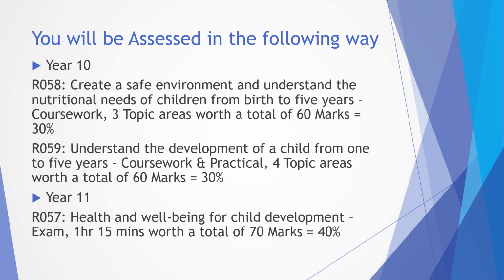So how will you be assessed then? So in year 10, both of the units, so RO 58 and RO 59, are both coursework units. So they are both worth a total of 60 marks and make up 30% each of the course. So in total, at the end of year 10, you will have completed 60% of the course.